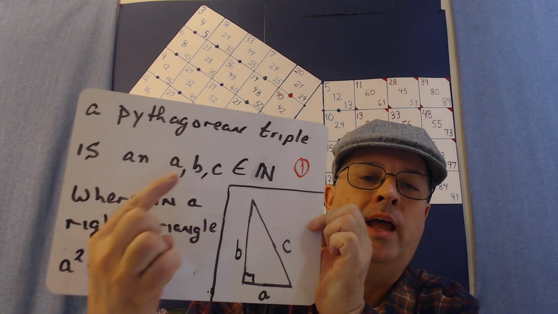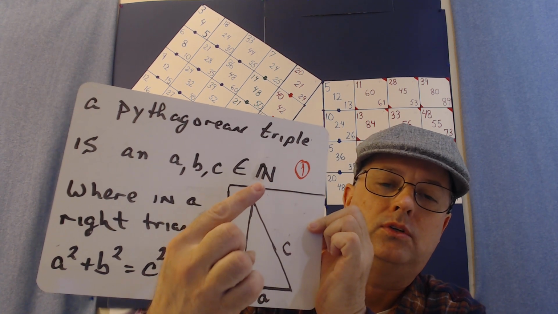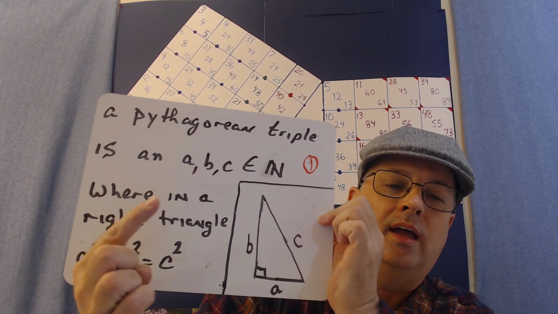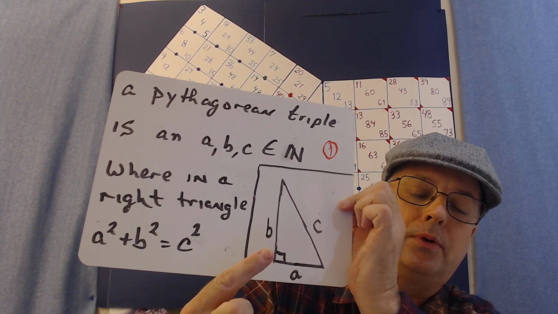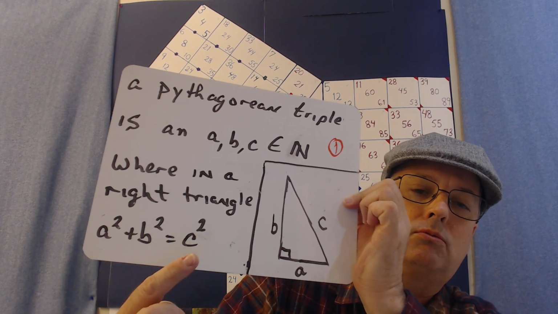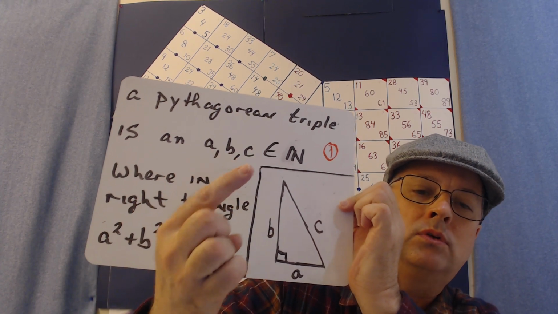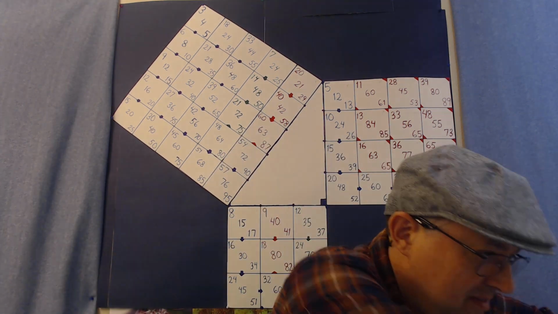And let's remember what a Pythagorean triple is. A Pythagorean triple is an A, B, and C value from the natural numbers, the counting numbers 1, 2, 3, and so on, where you have a right triangle, and you remember the property of a right triangle, the Pythagorean theorem, a squared plus b squared equals c squared. And so if we have some whole numbers that fit this theorem, like 8, 15, 17, let's write that down.